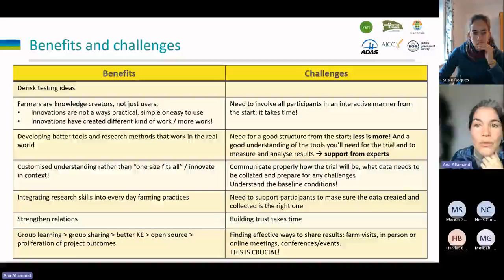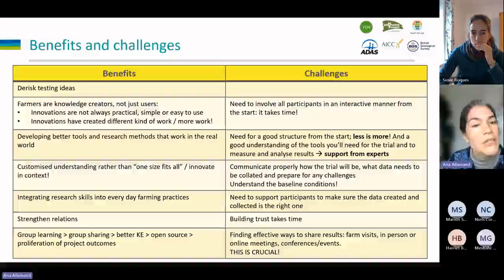You also need the opportunity to see farmers as knowledge creators and not just users. And that really helps, because innovations are not always practical, simple, or easy to use. And they also create different kinds of work. So if you can actually work with a farmer to address these potential challenges, that really helps. It also helps you develop better tools that actually work in real life.